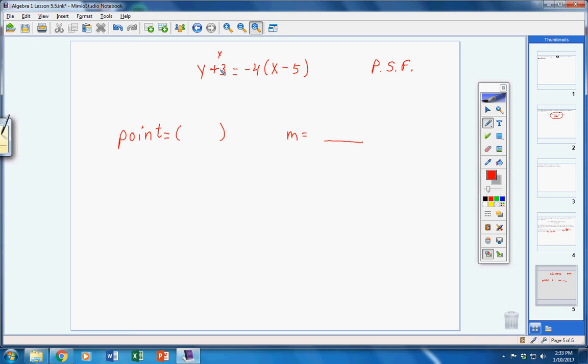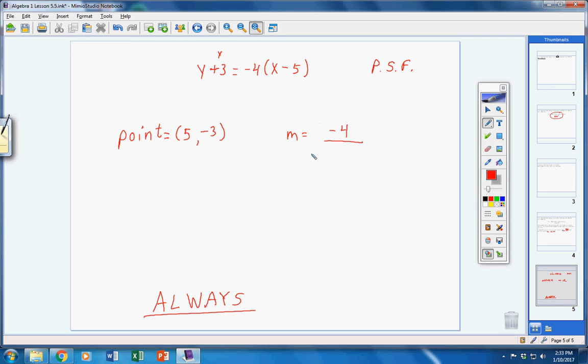Change the sign. Always change the sign. It's the y, so it goes right here. It's a positive 3, so put a negative 3. Come over here. This number here is your x. Always change the sign. So I have a negative 5 here, put a positive 5 here. And my slope is the number right here, negative 4.